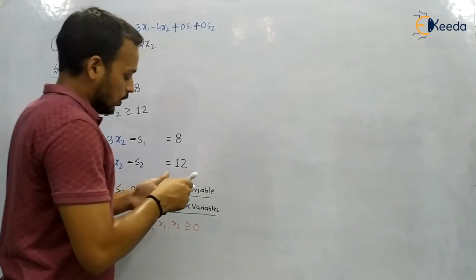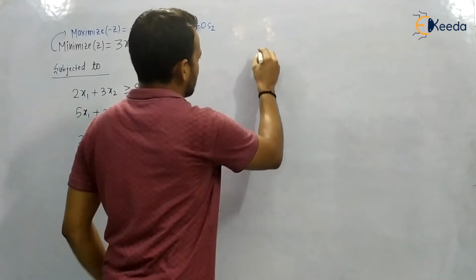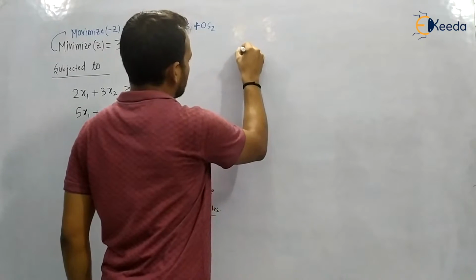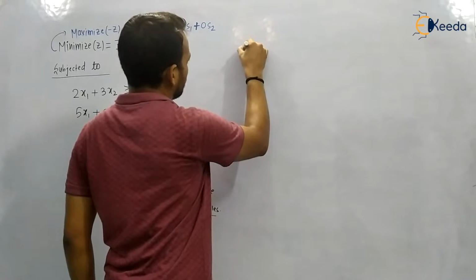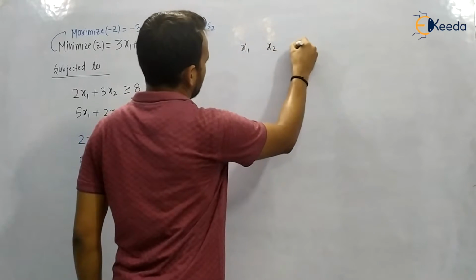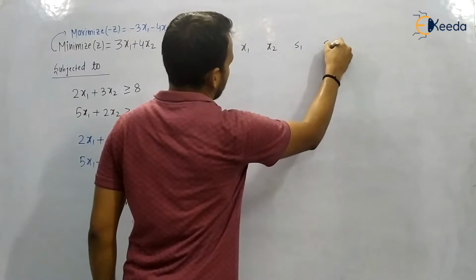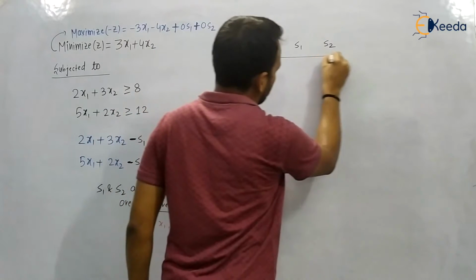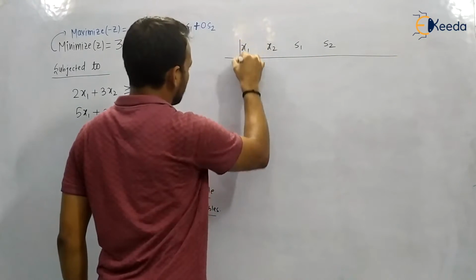Now form the table, same steps: x1, x2, s1 and s2, everything remains the same, just like simplex.